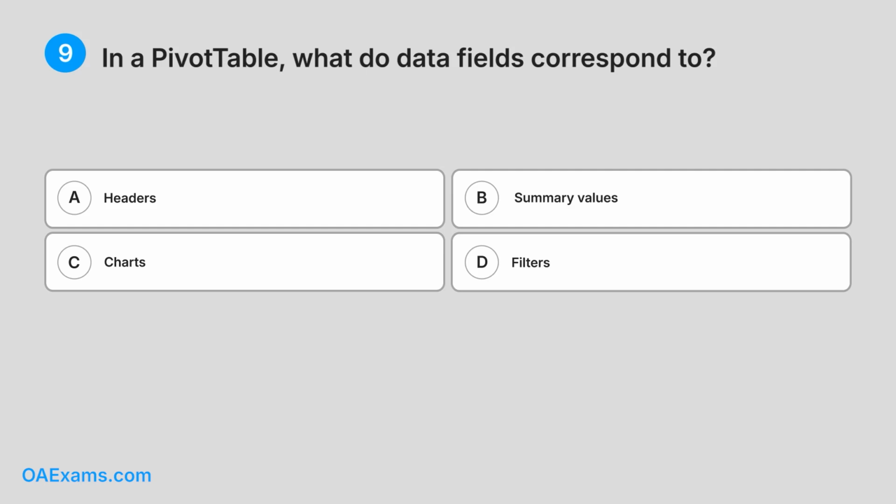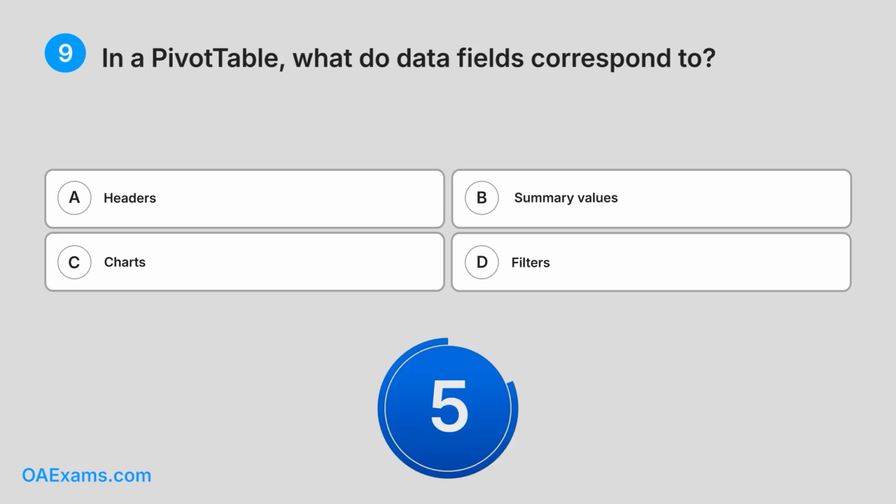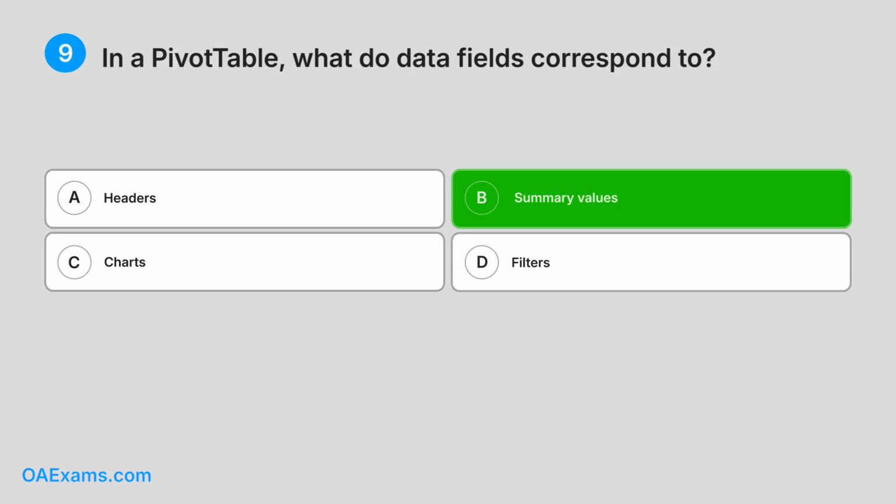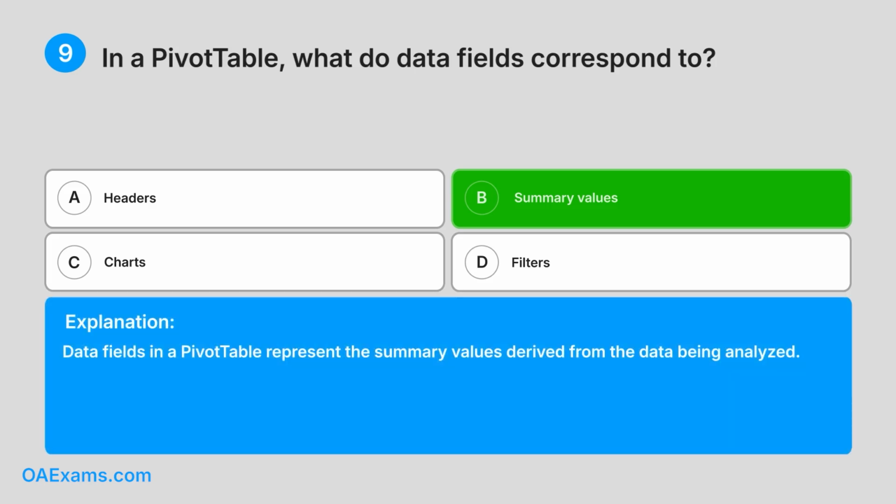9. In a pivot table, what do data fields correspond to? A. Headers. B. Summary values. C. Charts. D. Filters. What do you think is the answer? Correct answer B. Summary values. Explanation: data fields in a pivot table represent the summary values derived from the data being analyzed.